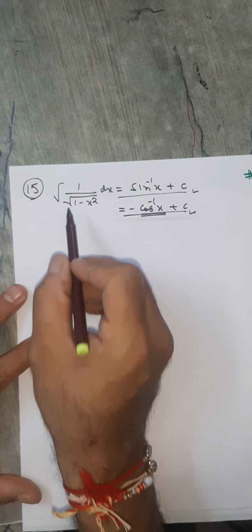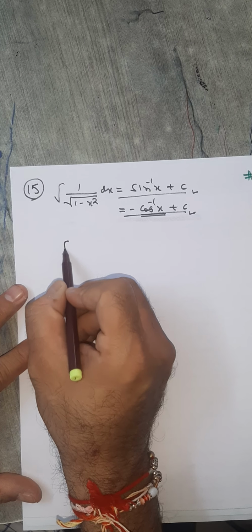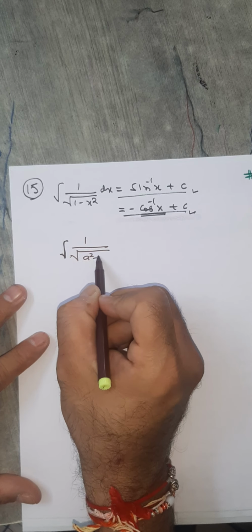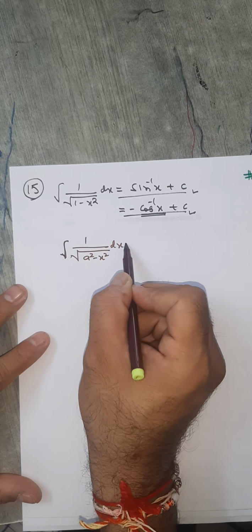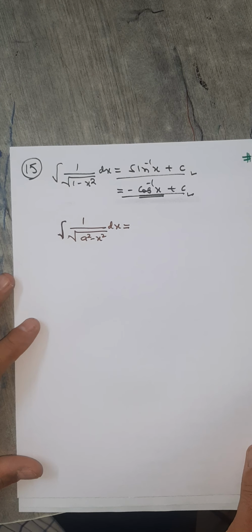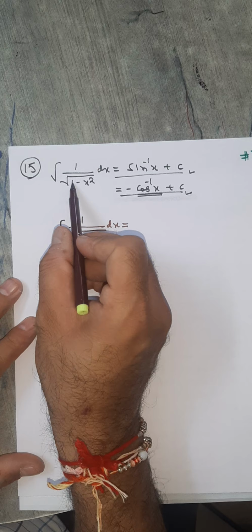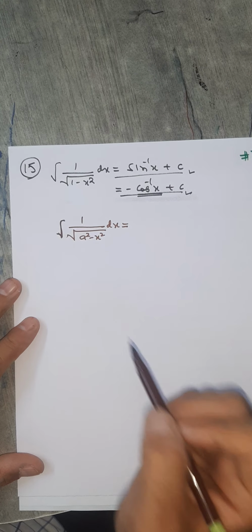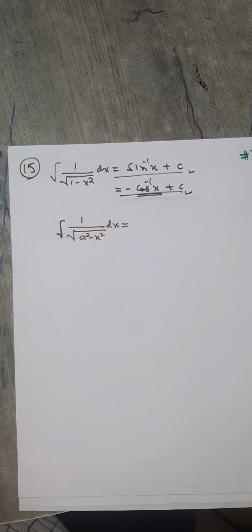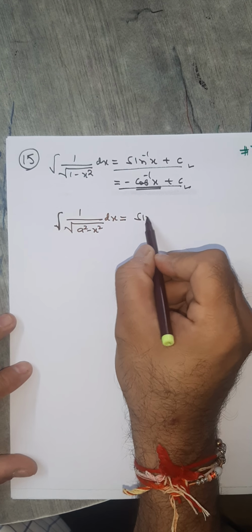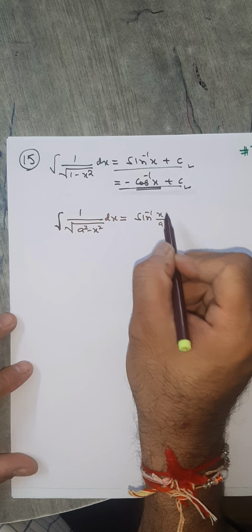Now sometimes instead of 1 you may have it like this also. Integral of 1 upon root of a square minus x square. Remember. So in this case, this is a general formula. If you put a equals to 1, you will get this. So it is given by here, sine inverse x by a plus c.